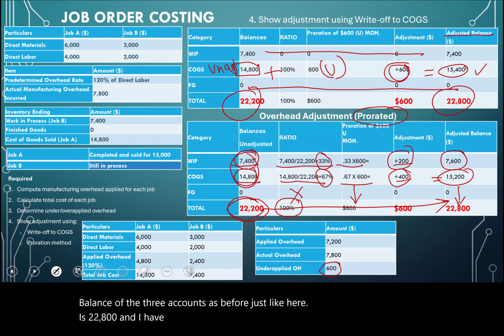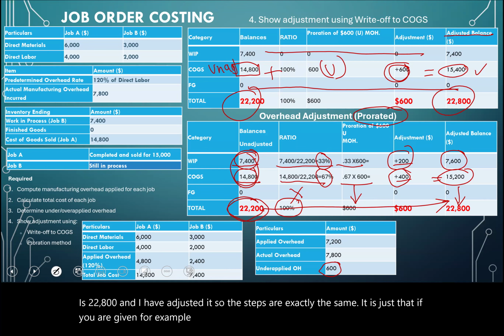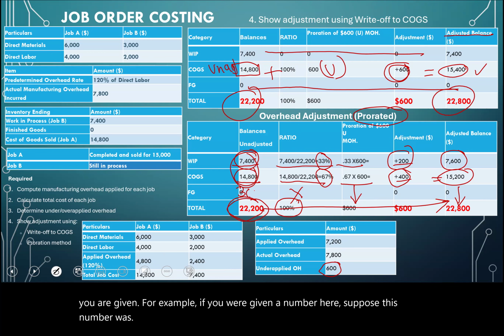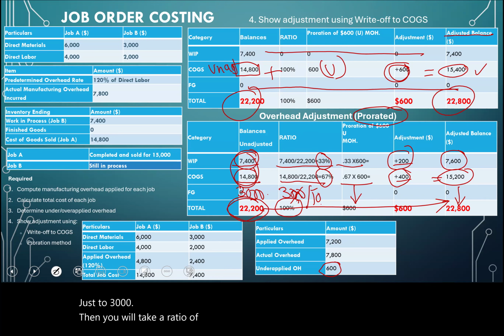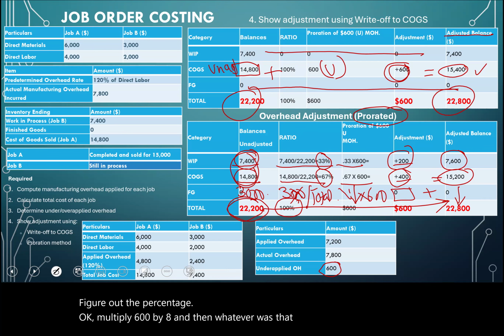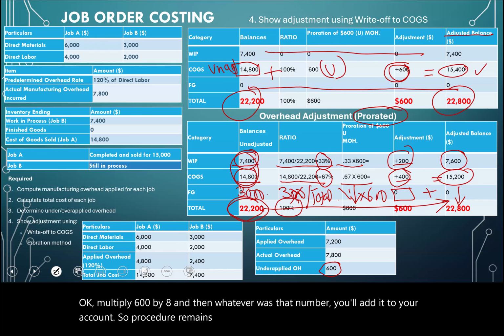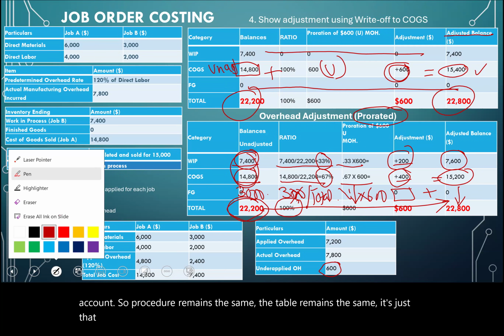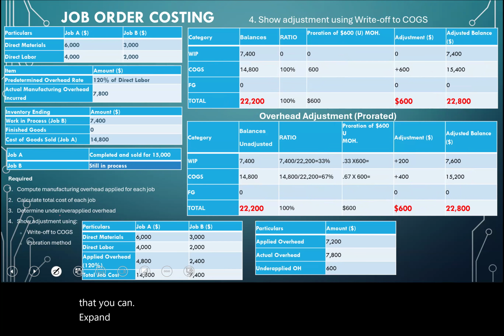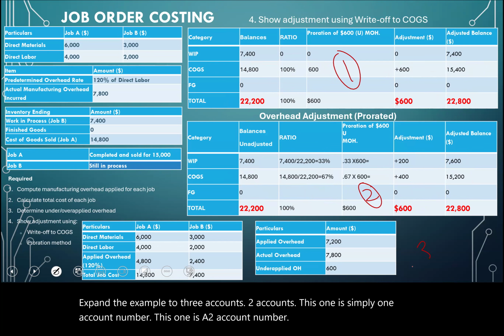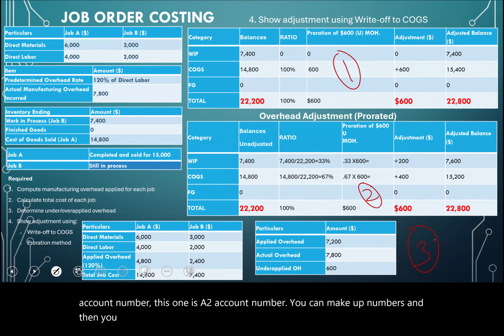So the steps are exactly the same. It is just that if you were given a number here, suppose this number was 3,000, then you will take a ratio of 3,000 divided by the total, figure out the percentage, multiply 600 by it, and then whatever that number is, you'll add it to your account. So the procedure remains the same, the table remains the same. It's just that you can expand the example to three accounts, two accounts. This one is simply a one account number. This one is a two account number. You can make up numbers and then you can try a three account number.